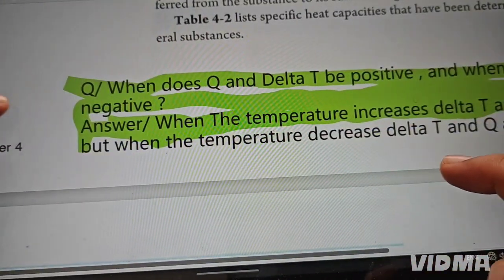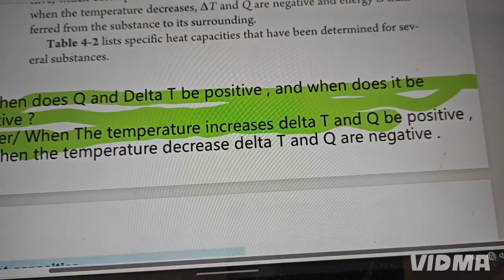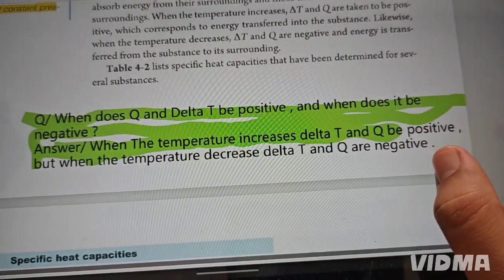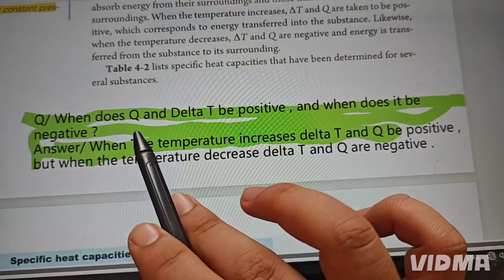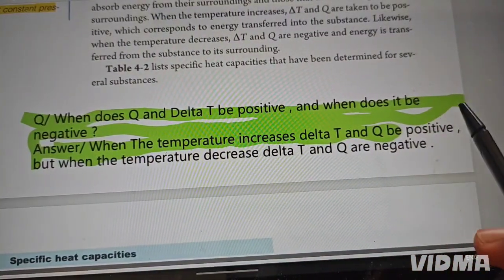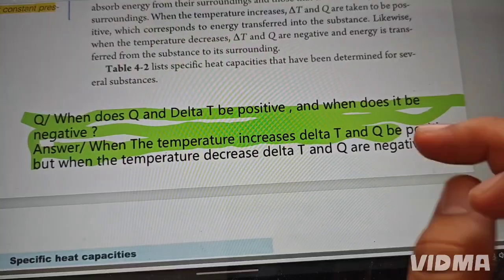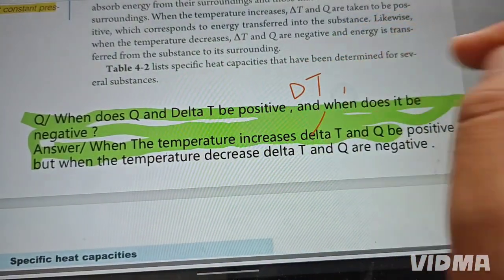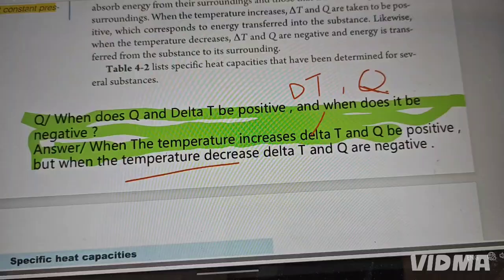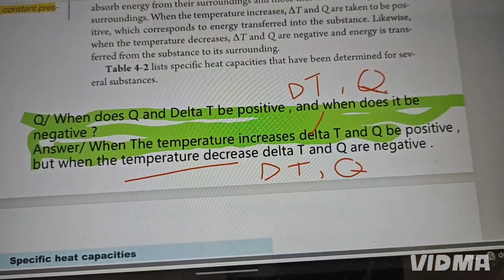We have another question. When do Q and delta T become positive, and when do they become negative? When the temperature of an object increases, delta T and Q, both of them become positive. But when the temperature decreases, delta T and Q energy decrease or become negative.